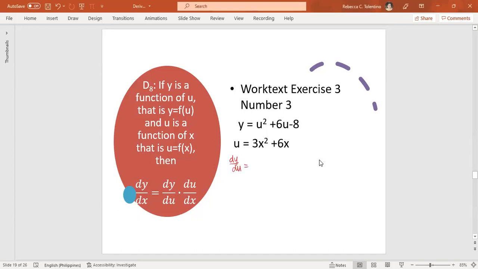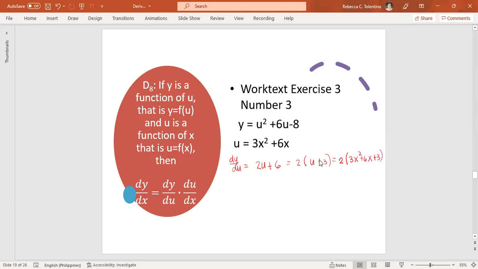So taking the derivative of u squared, we have 2u, plus the derivative of 6u is 6. Okay. We can factor out 2, so this becomes u plus 3. But this is still in terms of u. What we need is something in terms of x. So the next step would be to substitute the value of x, which is 3x squared plus 6x. So that in our dy over du, what we'll have is 2 multiplied by 3x squared plus 6x plus 3.